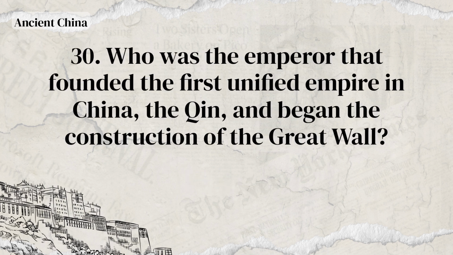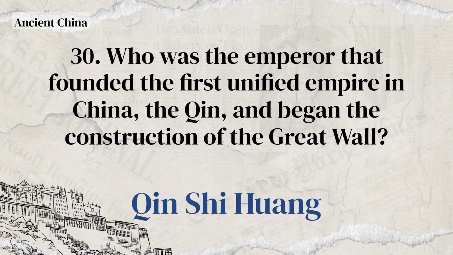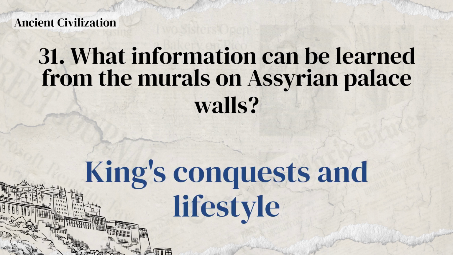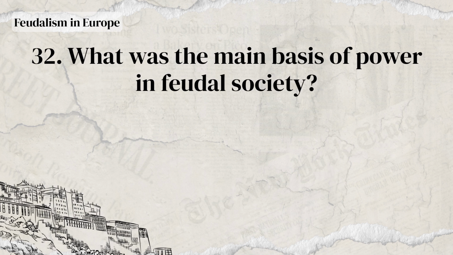Hestia. Who was the emperor that founded the first unified empire in China, the Qin, and began the construction of the Great Wall? Qin Shi Huang. What information can be learned from the murals on Assyrian palace walls? King's conquests and lifestyle. What was the main basis of power in feudal society?